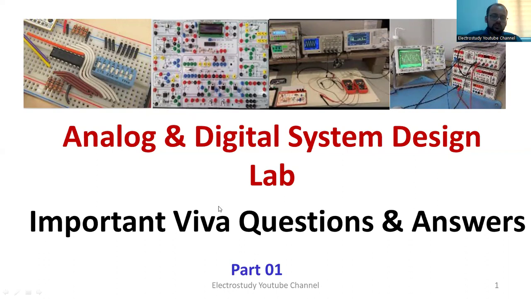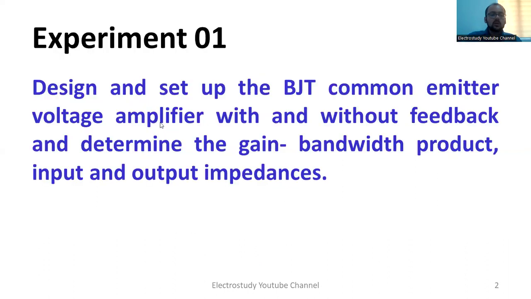In this session, I'm going to discuss the most important Viva questions for the first experiment, called Design and Setup BJT Common Emitter Voltage Amplifier with and without feedback and determine the gain bandwidth product, input and output impedances. I have already done the demonstration. You can watch the particular lecture in the playlist and you will understand how to do the experiment. However, Viva is also a very important part of the examination. Let us see what are the most probable questions you can expect for Viva boards.